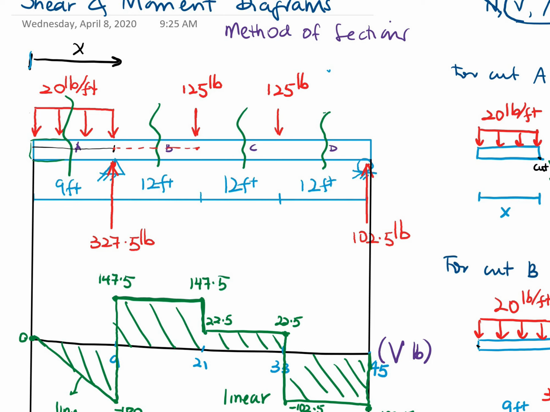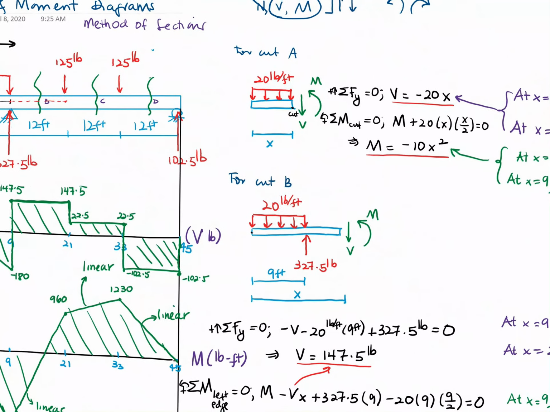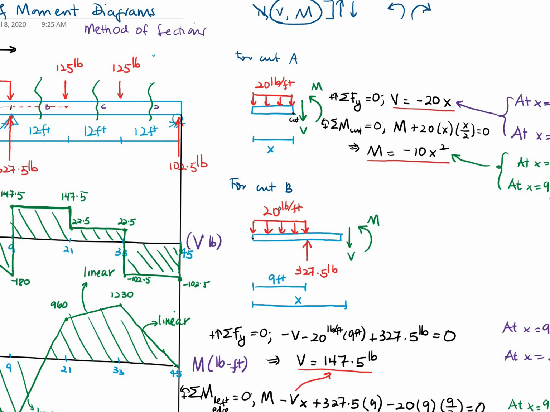So before the reaction, we made a cut at A. After the reaction, we made a cut at B. After the first 125, cut at C. After the second 125, cut at D. And that's before the reaction 102.5. Once you've done that, what you want to do is do all the work that we've done over here on the side. You're going to make cuts. You're going to take left-hand side or right-hand side of every single cut.